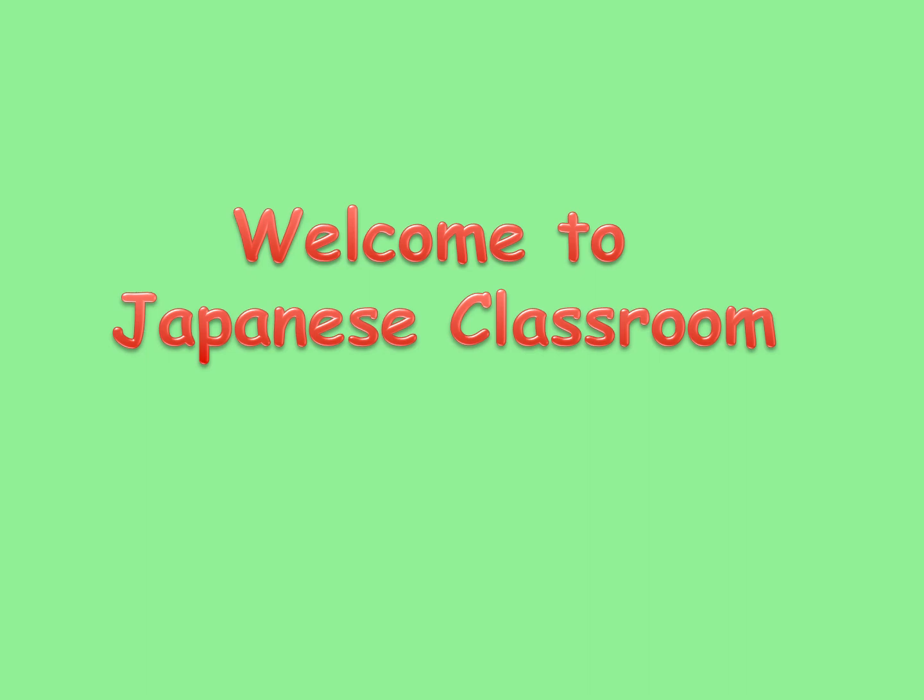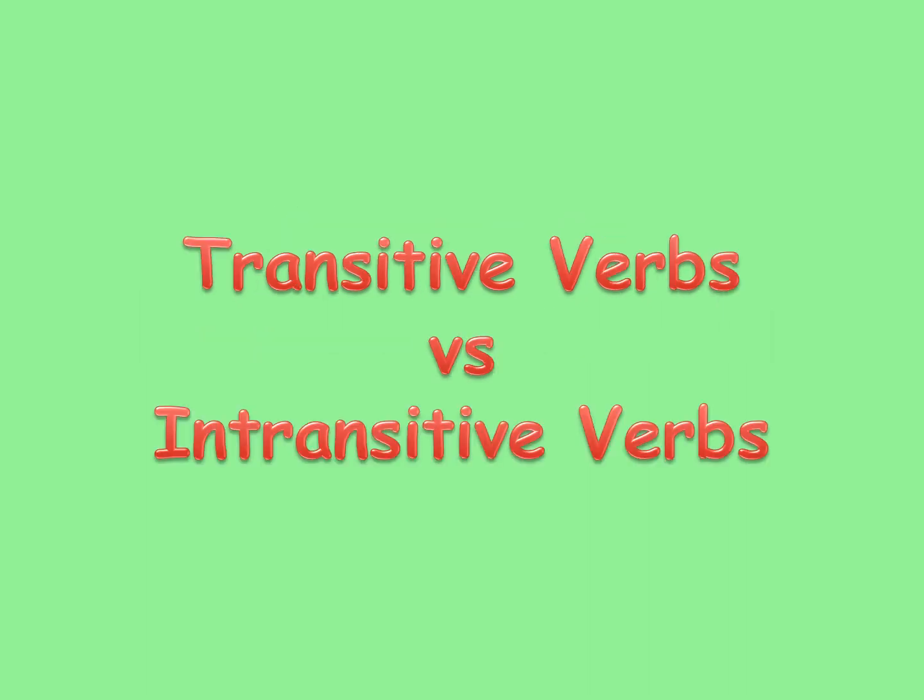Welcome to Japanese Classroom. This lesson is about transitive verbs and intransitive verbs. You may say you've never heard these words before, but every verb in any sentence, English or Japanese, is either transitive or intransitive. And this difference affects how other words are connected to the verb, so knowing which is very important. Let's have a look at some examples.